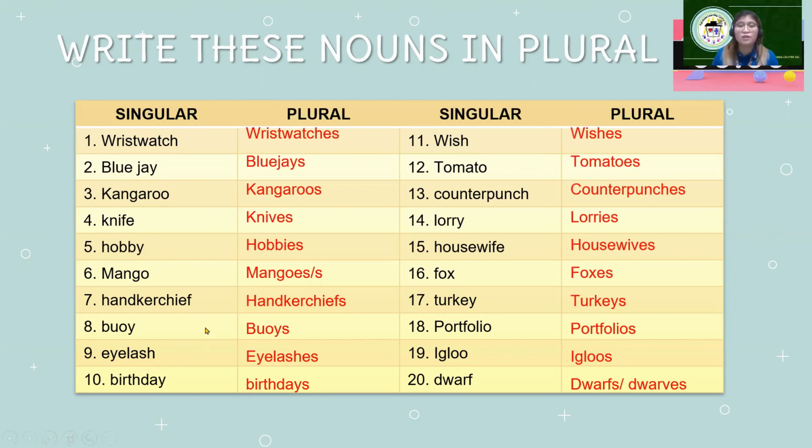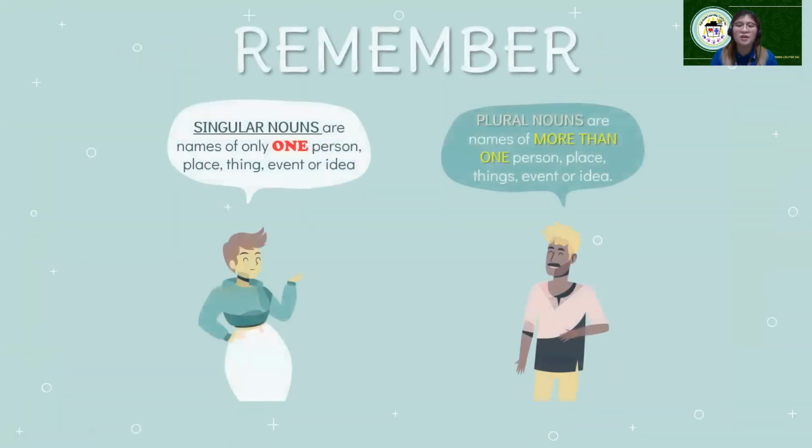Were you able to get all the correct items for this second activity? If yes, then it shows that you already understand this topic and is ready to move on to the harder parts of the singular and plural noun rules. So now that we are all able to finish this activity, always remember that when we say singular nouns, this means only one person, place, thing, idea, or events. On the other hand, when we say plural nouns, these are nouns that are more than one.